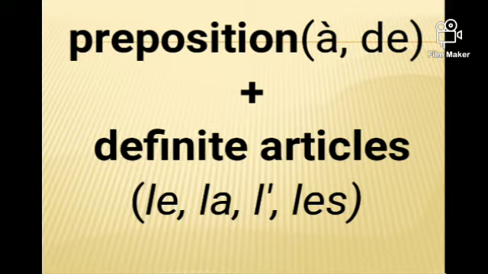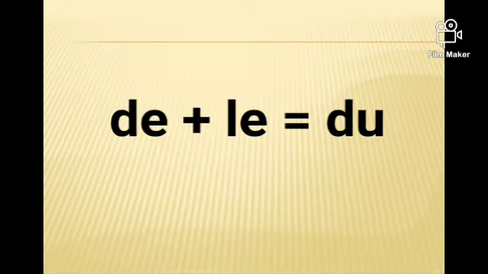Now with de we have du, de la, de l', and des. So I have already mentioned articles contractés are formed by joining the preposition and a definite article. Here we have du, formed by preposition de, masculine singular, and definite article le. Example, du roi.